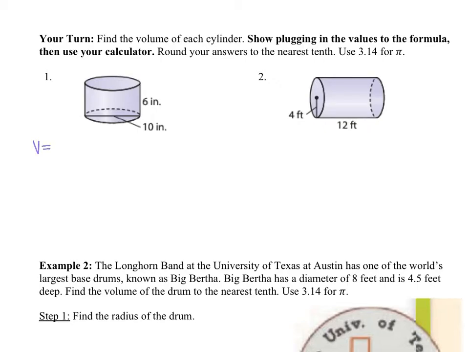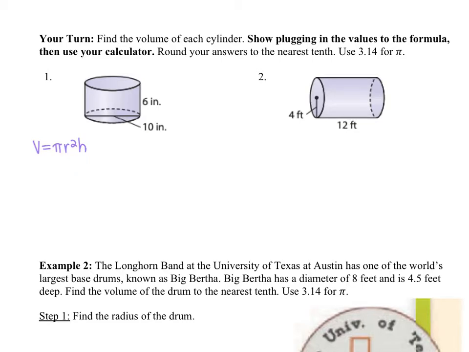So the first thing you should always write down is the formula. So the formula is pi r squared h for a volume of the cylinder. All right, now we need to identify these parts. We need to identify the radius and the height.